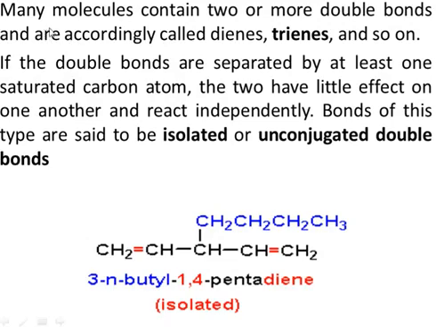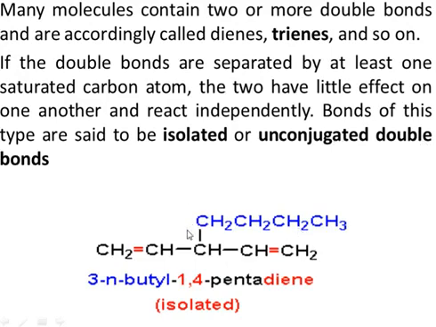There are many compounds which contain two or more double bonds, right? If a compound contains two double bonds, it's called a diene. If it has three double bonds, it's called a triene, and so on. If the two double bonds are separated by at least one saturated carbon, then in that case the two double bonds do not affect each other and they react independently, right? Double bonds of this type are called isolated or unconjugated double bonds, right?